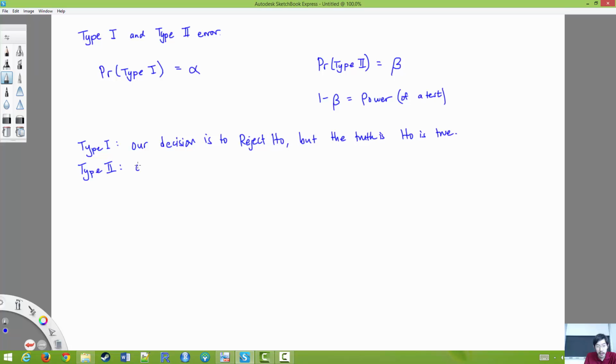Type 2 error: our decision is not to reject the null, but the truth is that the null hypothesis is false. Okay. So what we're hoping for is that whenever the null hypothesis is false, we would reject the null. But we might not have enough evidence. We might not have collected enough data to convince us to reject the null hypothesis.